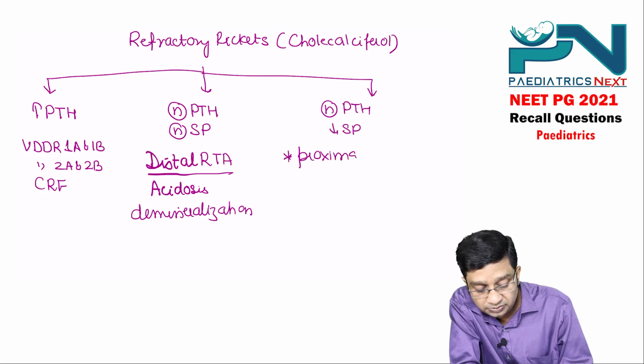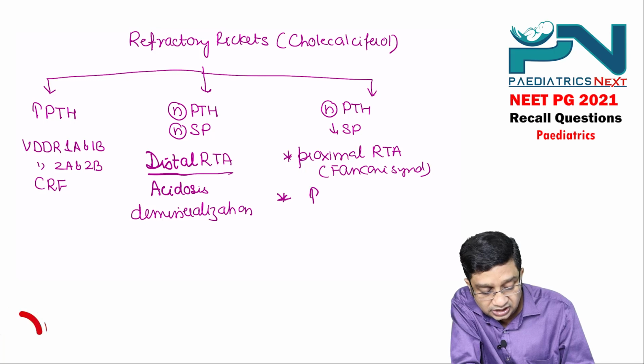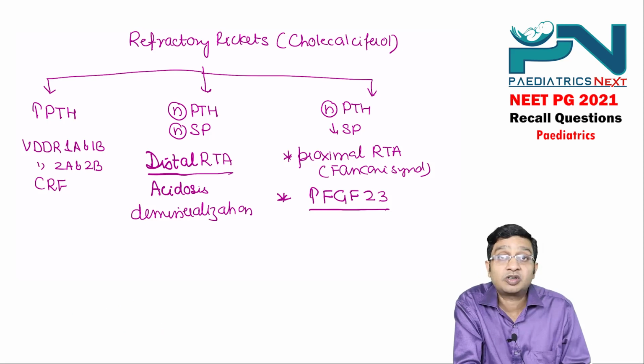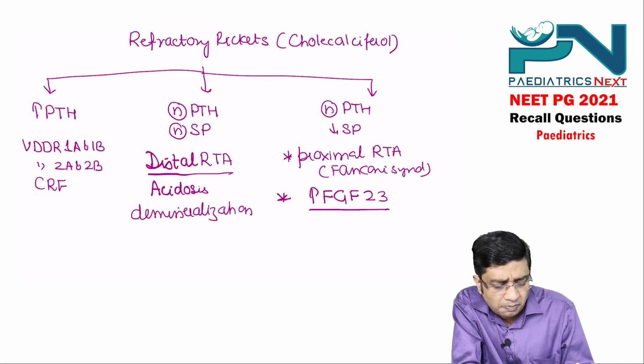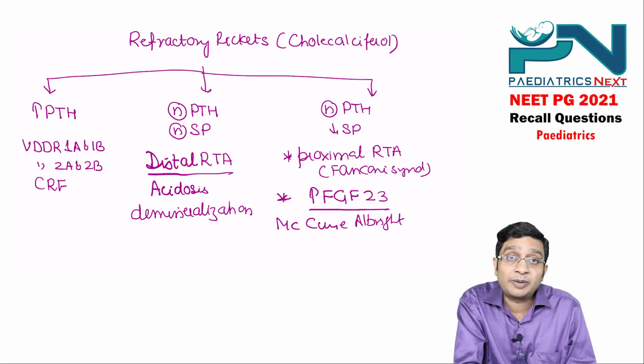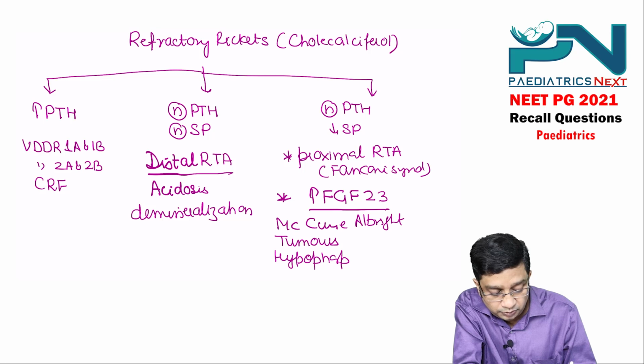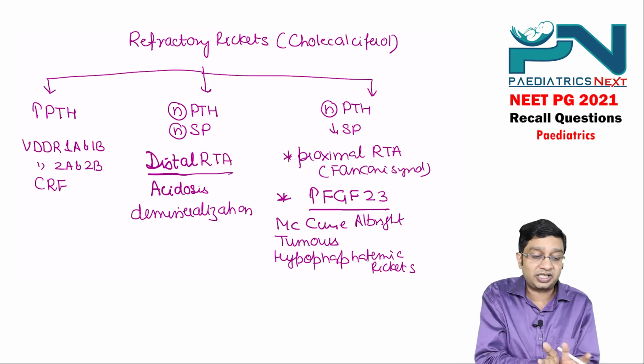One is proximal renal tubular acidosis, which also includes Fanconi syndrome, and second is increased fibroblast growth factor 23. This increased fibroblast growth factor 23 can be seen in a number of conditions: in McCune-Albright syndrome, in certain tumors, for example fibroma and hemangiopericytoma, and in hypophosphatemic rickets. Right? So this is basically what I teach in every class regarding refractory rickets.